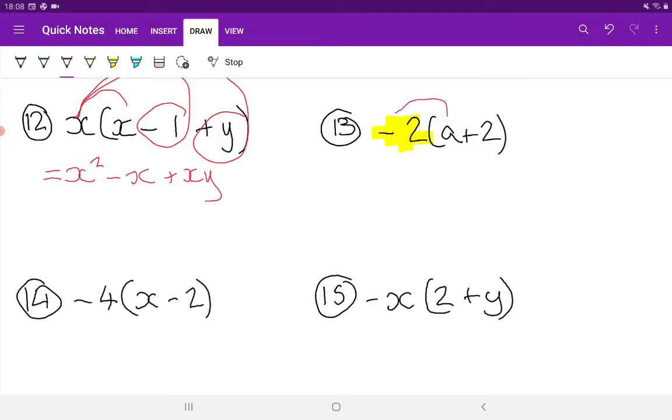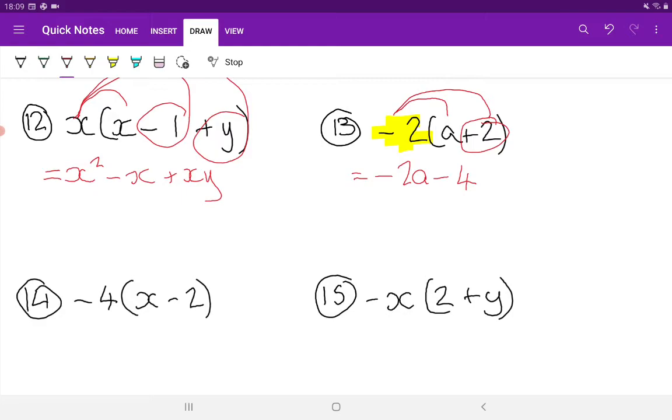So minus 2 times positive A, negative times a positive is a negative, and 2 times A is just 2A. And then it's minus 2 times positive 2. So a minus times a positive is a negative, and 2 times 2 is 4. So we should have minus 2A minus 4.